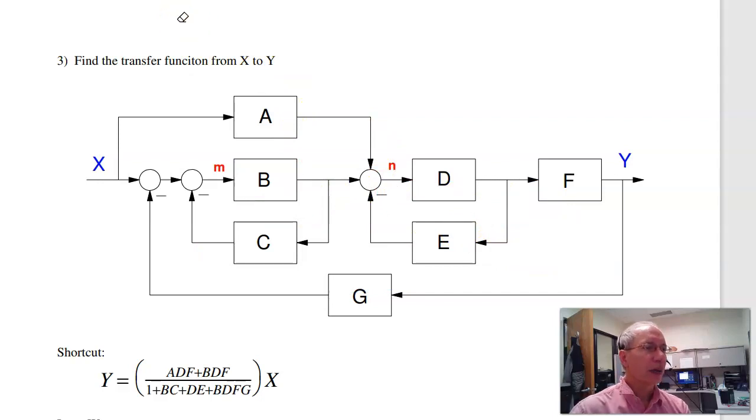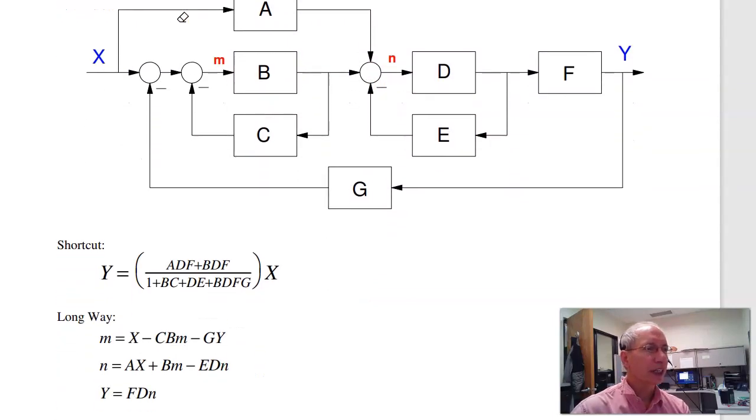The long way always works. The long way would say, put a variable at the end output of each summing junction. So M is X minus BCM. N is A times X minus EDN plus B times M. Y is F times D times N.